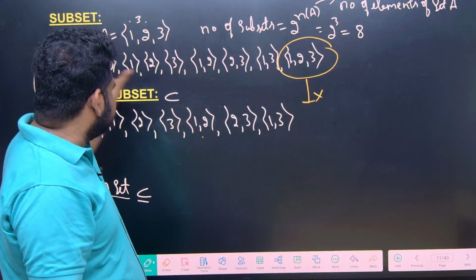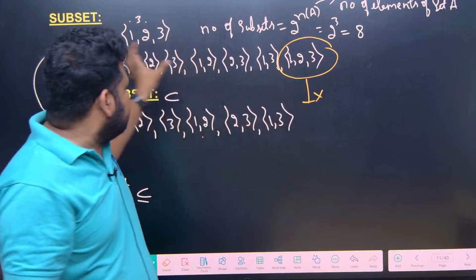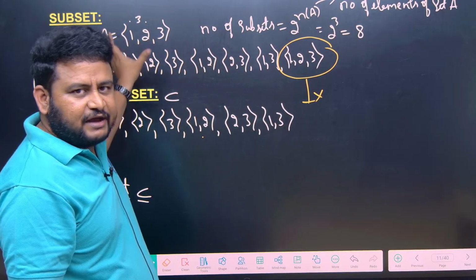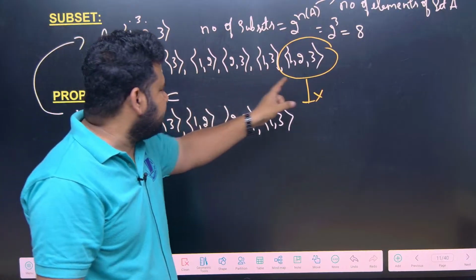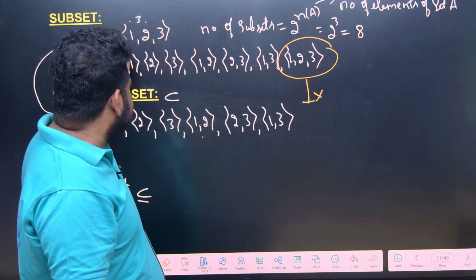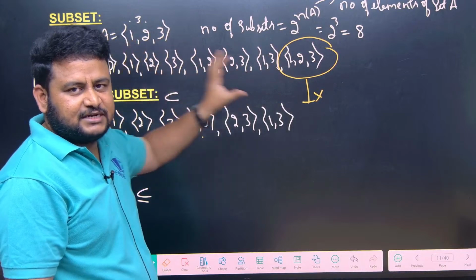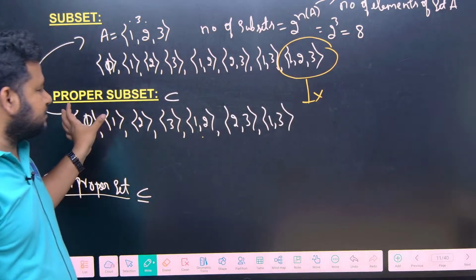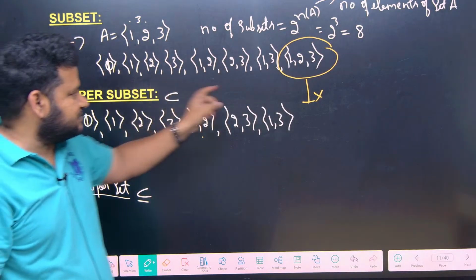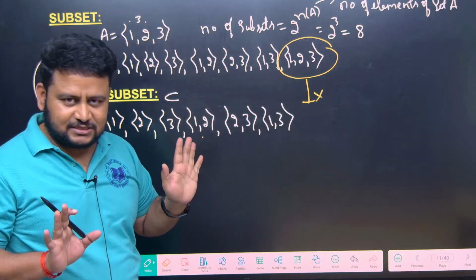Proper subset is a subset of all the elements, but it is not having A as a subset of itself. That is, 1, 2, 3 cannot become a subset of 1, 2, 3. Set A cannot become a subset of itself. That is known as proper subset. So proper subset will have all the elements except this; 1, 2, 3 should not be there. That's all. That is a simple thing you have to remember.